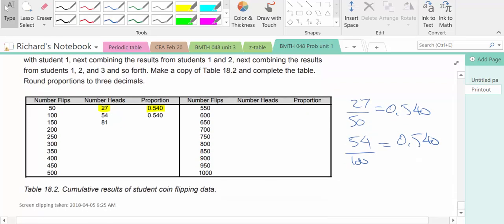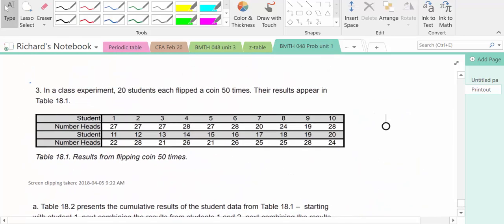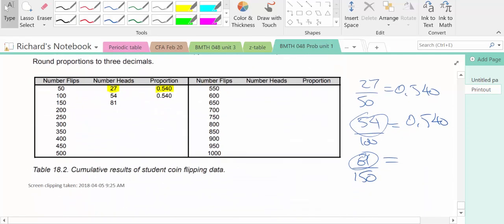Okay, now we can do the next one. Well, the total number of heads flipped after 150 flips in total is 81. So you go 81 over 150, and you get a ratio. Now, how did I get 54 is the question, and how did I get 81? Well, I'm going to look at the table, and student number 2 had 27 heads, student number 3 had 27 heads. So the first student had 27 heads to give a proportion of 0.54. Student number 2 also had 27. 27 plus 27 is 54.